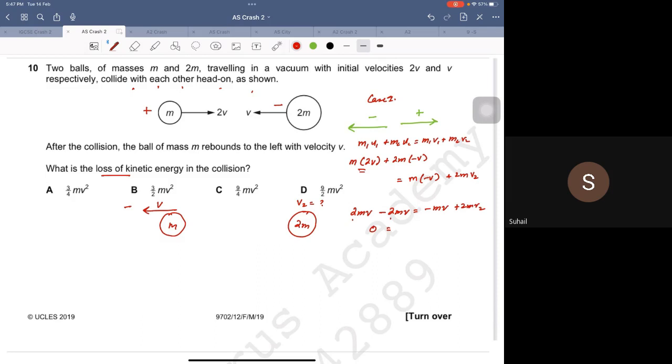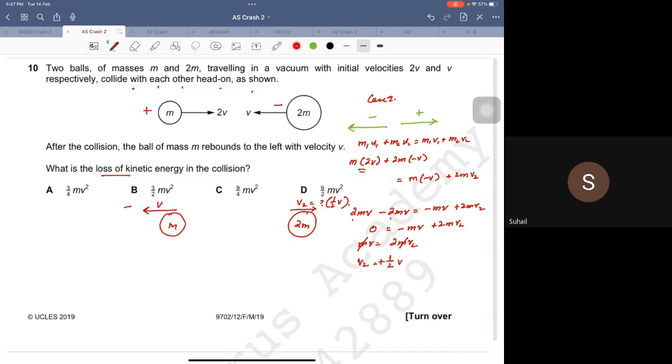This is like minus mv plus 2mv2. This goes there, so mv equals 2mv2. This cancels out. So V2 is going to be half V. So it is a positive answer, which means obviously this will go this way, and it has half V speed. Okay, so this was the aim of us, to find the velocity first.